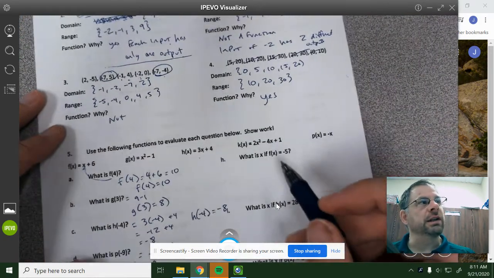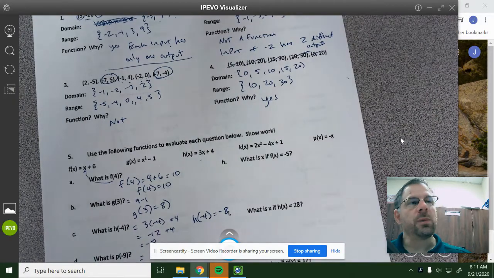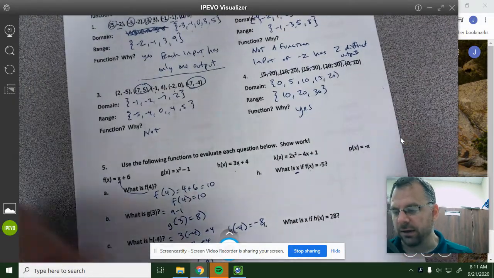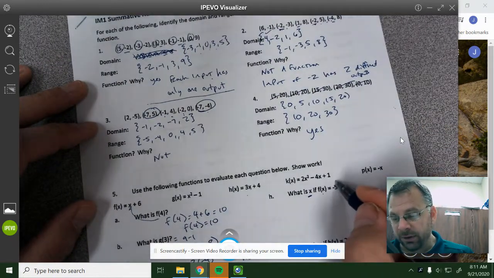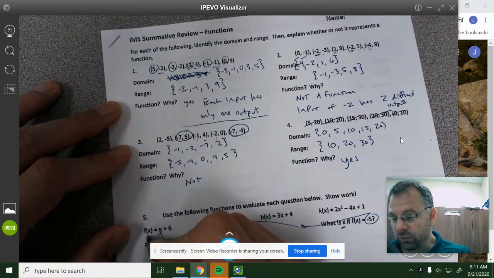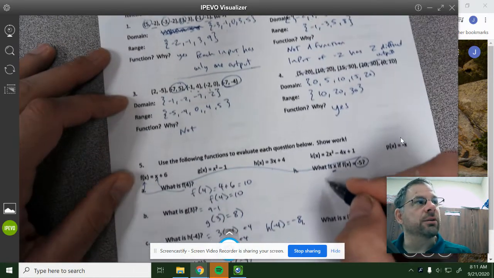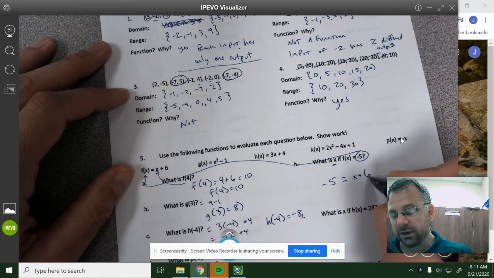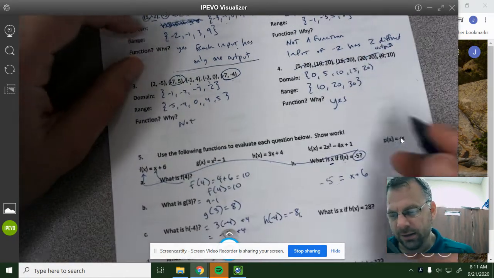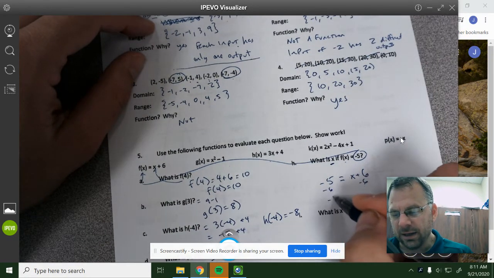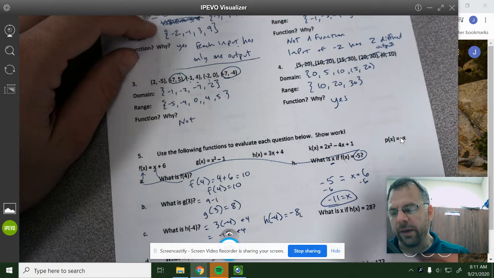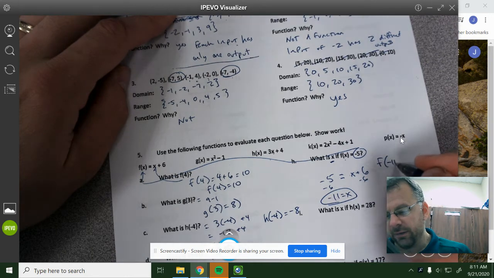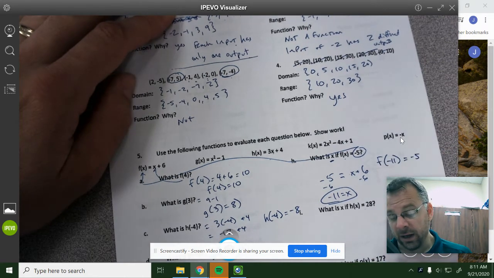Now over here, it's a little different because now it's asking, what is my input if my output is negative 5? And all I'm going to do here is replace the f of x with negative 5. So I'm going to put negative 5 equals x plus 6, and then figure out what that input would be. Well, I could just subtract 6 from both sides. That's negative 11. So when the input is negative 11, my output is negative 5. F of negative 11 equals negative 5.